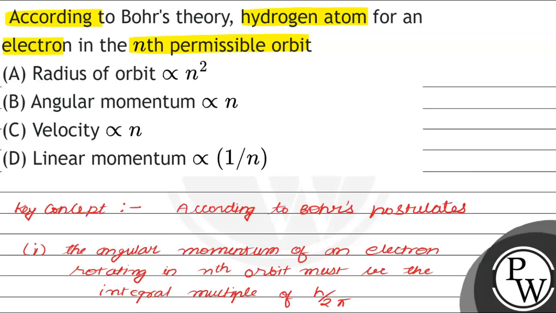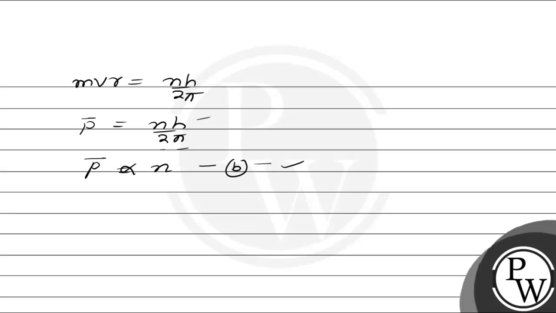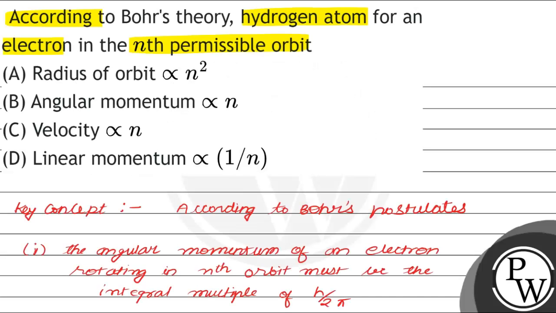Now we have to check option B and option C. Momentum is proportional to n. We have seen in the key concept that according to Bohr's model, mvr is proportional to nh upon 2 pi, where mvr represents angular momentum, let's say p bar. This is equal to nh upon 2 pi. h is Planck's constant, this will remain constant, and 2 into pi is also constant. So from here we can say that angular momentum is proportional to n. From here we can say option B is also correct. Let's check option C, that velocity is proportional to n.